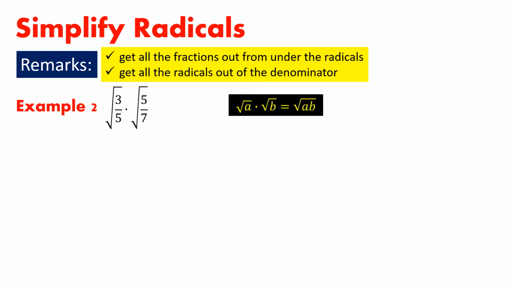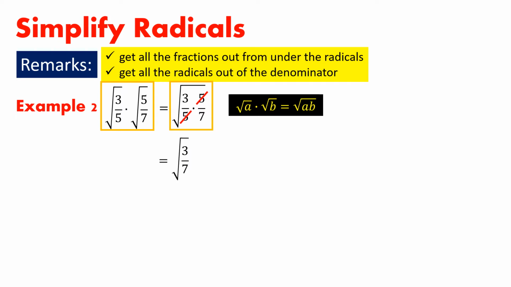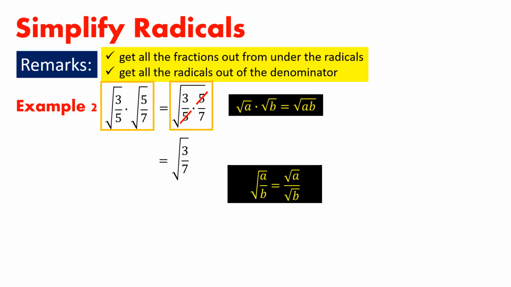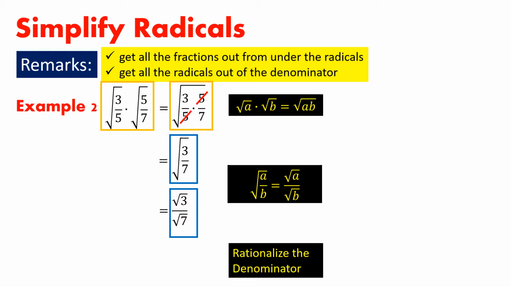Again, we use this property in order to rewrite this in this expression. And eventually, we cancel 5 in the numerator and denominator, and we end up with square root of 3 over 7. We also use this property in order to rewrite this in this expression. Then, we rationalize the denominator. We multiply square root of 3 all over square root of 7 by square root of 7 all over square root of 7, which is essentially just 1.